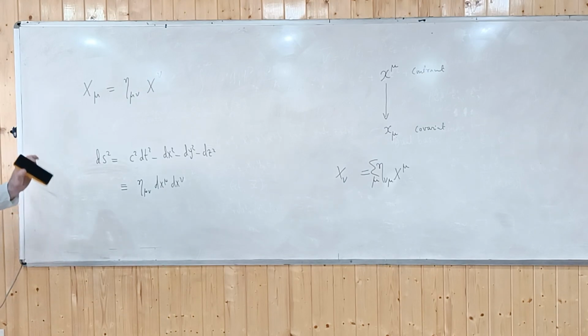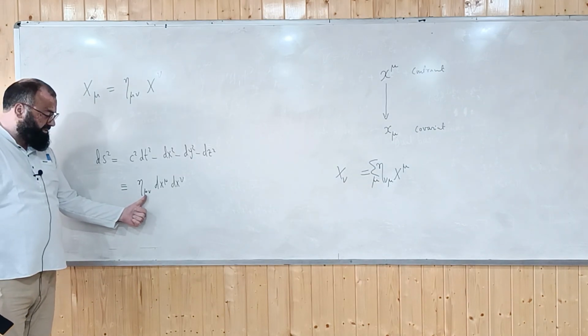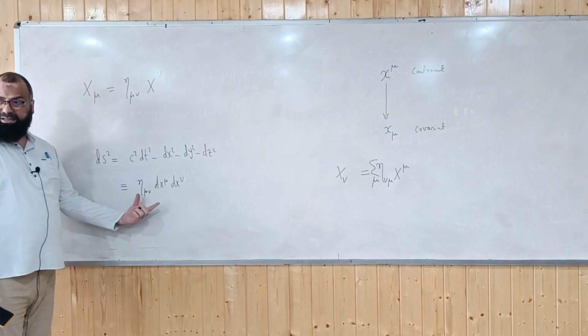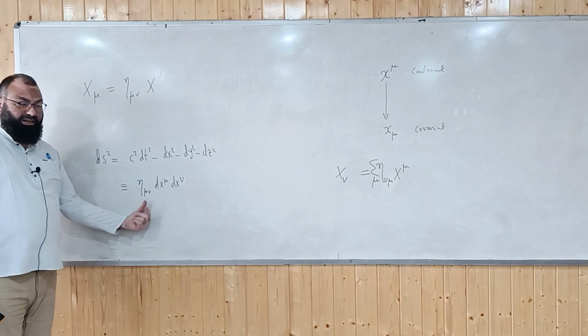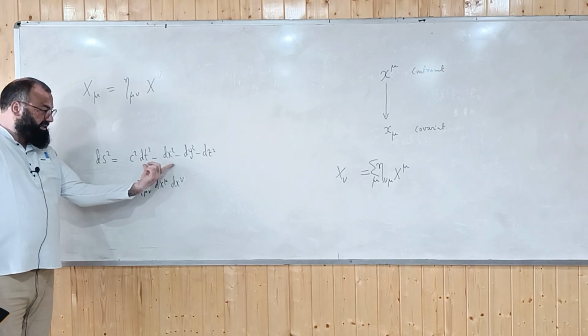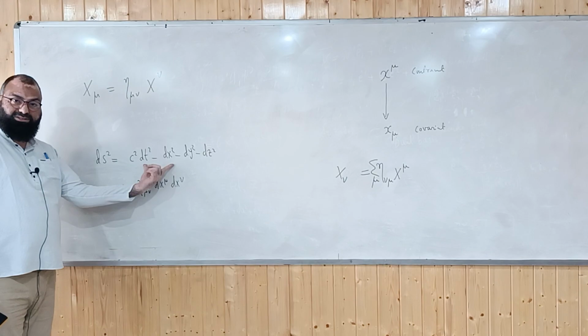This is just a simple review, as you have done it already. I assume you have done it. Yes, good. So there is a sum over mu and nu. Actually this ds square is defined in this fashion, and this interval is defined for the flat space time.